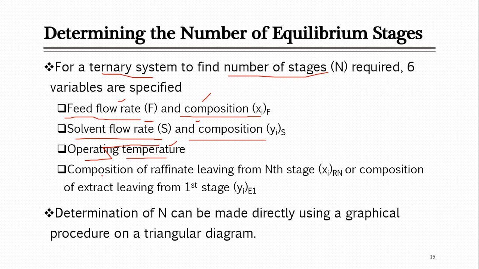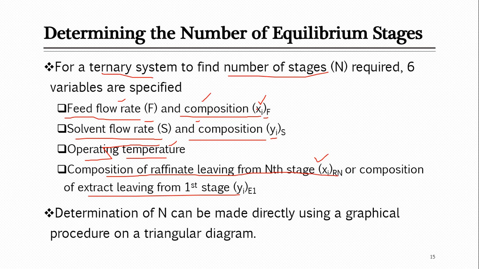Now the sixth one is either the composition of the raffinate leaving the end stage, the last stage, so what is its composition, or the composition of the extract leaving the first stage, which was represented with E1. Either its composition should be known. Here x and y are actually mass fractions, just to differentiate them. Both are mass fractions, not mole fractions, because we are dealing with liquids, and we will talk only about mass flow rate and mass fraction.